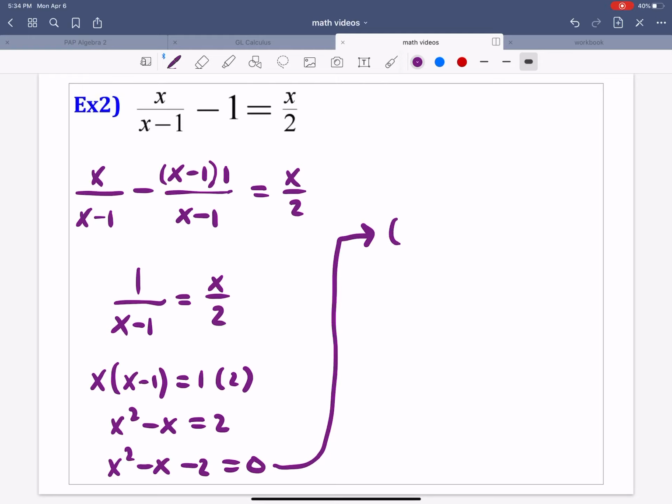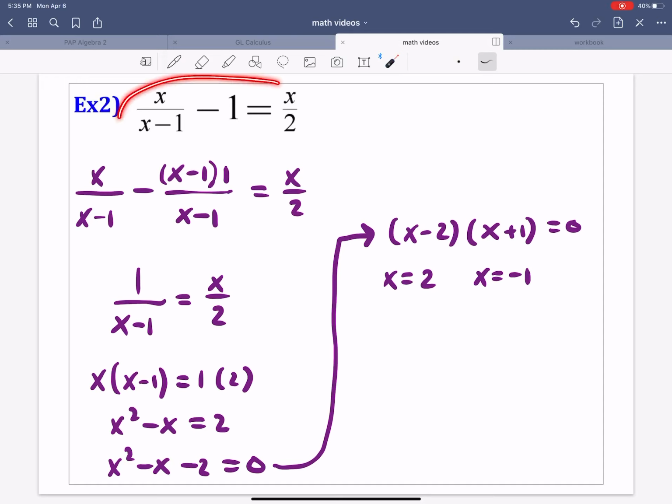So it's a quadratic that is easy peasy lemon squeezy to factor. So we have (x minus 2) times (x plus 1) equals 0. Set each one of those factors equal to 0. You get x equals 2, and you get x equals negative 1. Okay, x equals 2 and x equals negative 1. You want to plug both of those in for x in the original and just make sure nothing strange happens there.